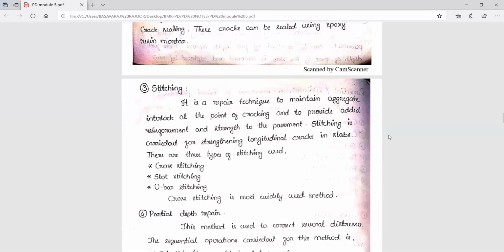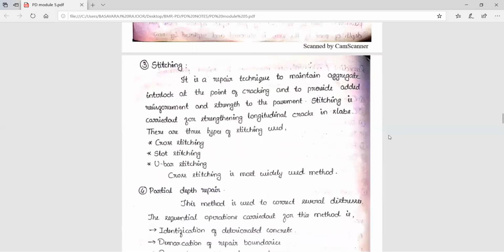And the last one, that is U-bar stitching, slots are cut using a slot cutting machine and concrete is broken and removed by pneumatic hammer. In this method, anchoring action by the U-bars provides most of the resisting force. Proper backfilling around the ends of the U-bars is very important.